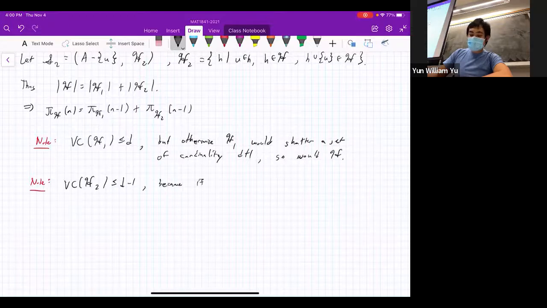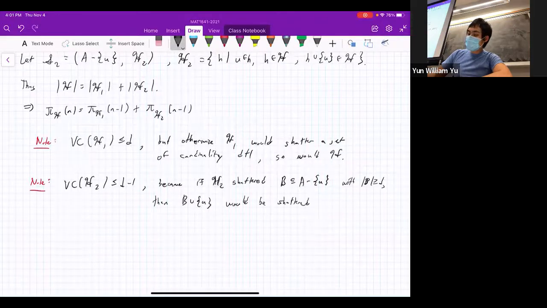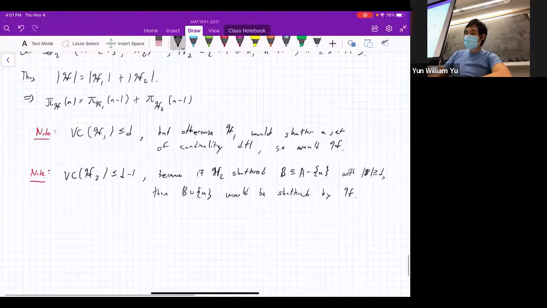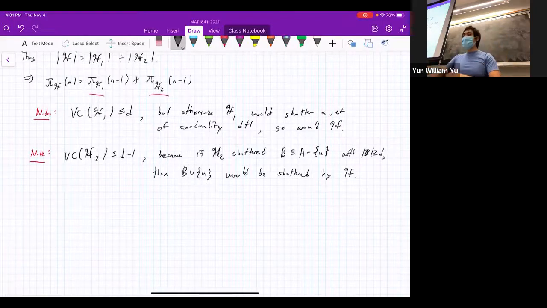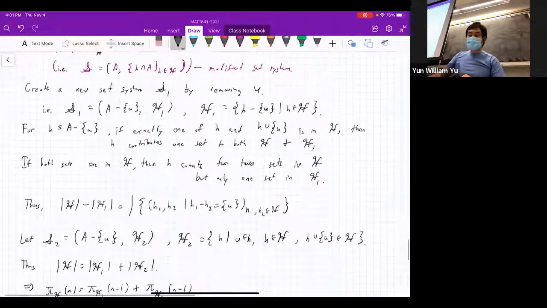Because if H2 shattered some set B contained in A minus u with the size of B being greater than or equal to d, then B union u would be shattered by H. So now what we have is an inductive hypothesis. So we know the appropriate VC dimensions for this and this, and these are both from using the inductive hypothesis.